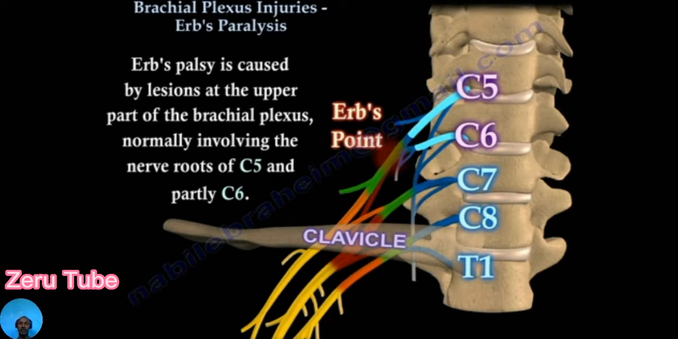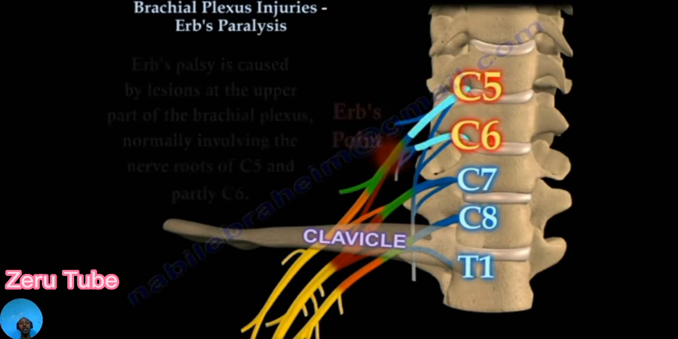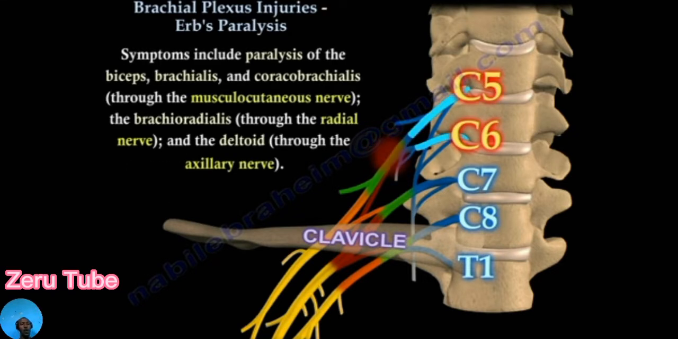C5 and C6, they give together the superior trunk, and if there is an injury on C5 and C6, you can appreciate the types of paralysis which is called Erb's paralysis. What are the symptoms of Erb's paralysis?